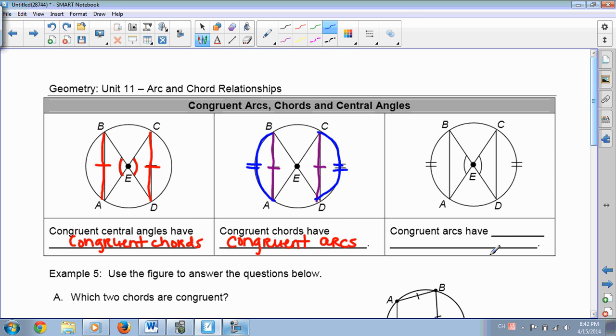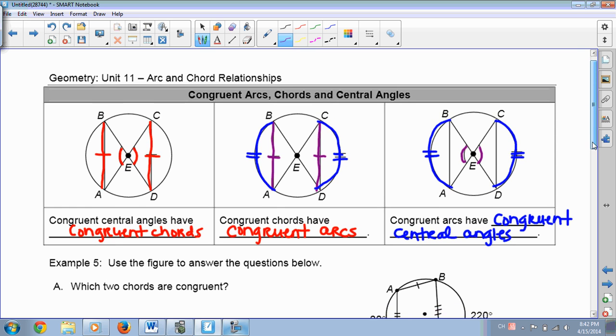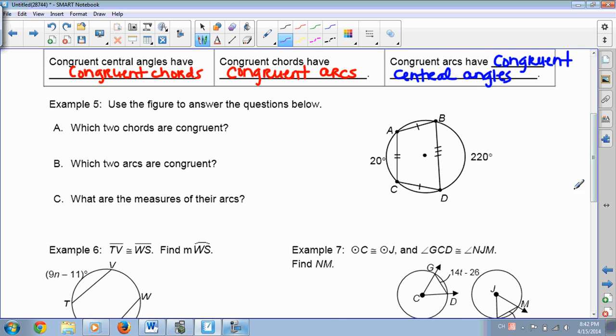Okay, and then this last one says because we have the congruent arcs, then we can assume we have congruent central angles. Our congruent arcs were from B to A and from C to D. So because we have those two congruent, we can also say that our central angles are congruent as well. Okay, so with that in mind, let's look at example 5.